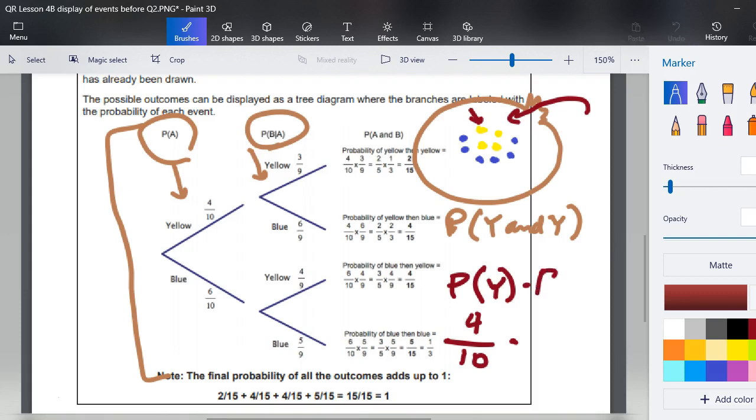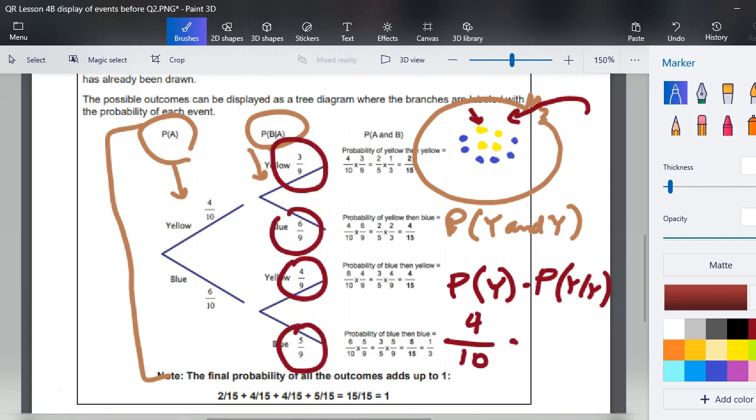But then the second part is, what's the probability of drawing a yellow given that you drew a yellow on the first try? This is where you really need to hone in on this second row of results. Because on the first row, we drew 4 out of 10. That's what we've got going on right here: we stick our hand in that bag and grab yellow, 4 out of 10.